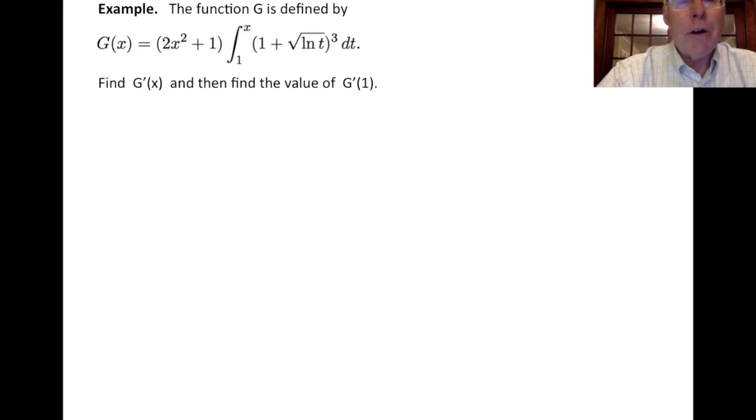So let's define a function capital G as follows. G of x will be the polynomial 2x squared plus 1 times the integral from 1 to x of the quantity 1 plus the square root of the log of x cubed dt. So we're going to calculate g prime of x and then find the value of g prime of 1. So actually two problems in one here.